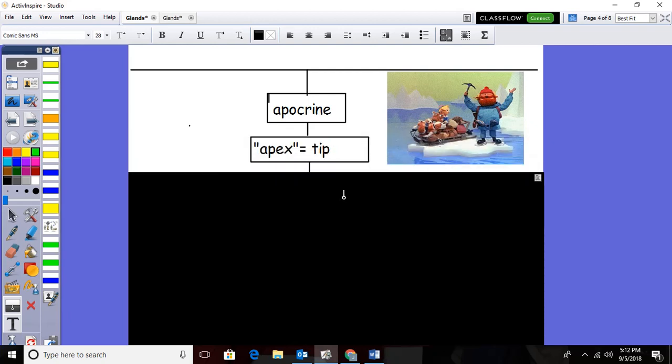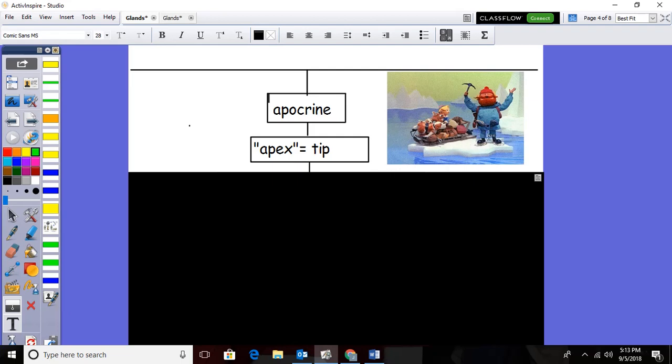All right, and this is where prefixes come in really handy. So apo comes from the word apex, which means tip. And the reason that that's so important here is because the secretory product for this one is going to collect at the tip of the cell, and then the tip is going to break off kind of like this iceberg.